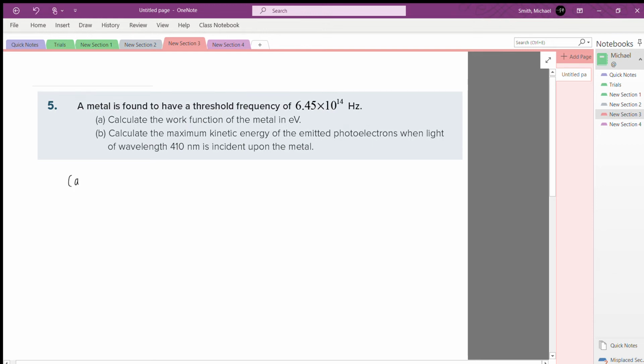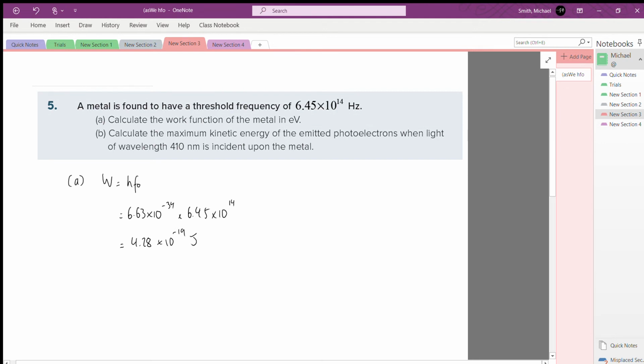So part A is fairly straightforward. We're calculating the work function. We know that the work function is given by h f naught, where h is Planck's constant and f naught is the threshold frequency. Planck's constant is just 6.63 times 10 to the power of minus 34. Threshold frequency from the question is 6.45 times 10 to the power of 14. Substitute that into our calculator and we get 4.28 times 10 to the power of minus 19 joules.